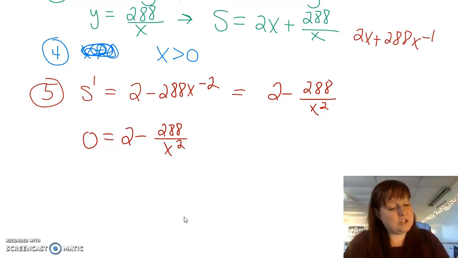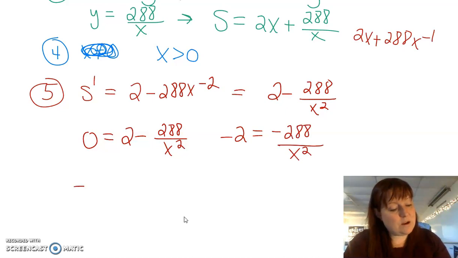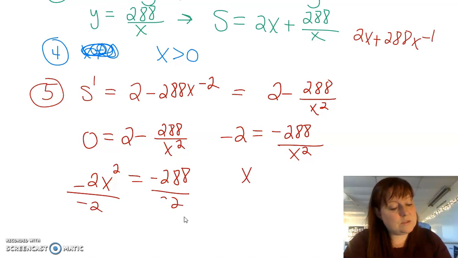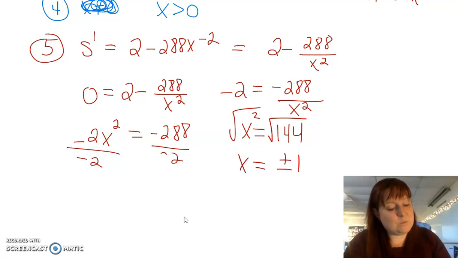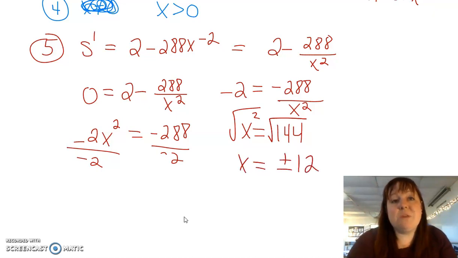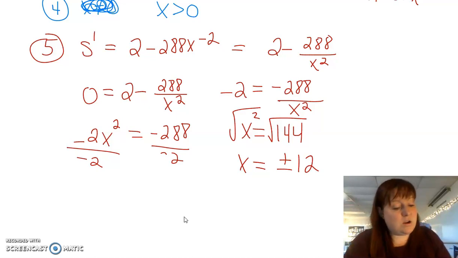We are going to go ahead and subtract 2 from both sides. And then we're going to multiply both sides by x squared. Then we're going to divide both sides by negative 2. And we get x squared equals 144, which is good. It needs to be positive, right? And then we take the square root of both sides, and we get x equals plus or minus 12. So our options for minimums and maximums in this function are plus or minus 12.